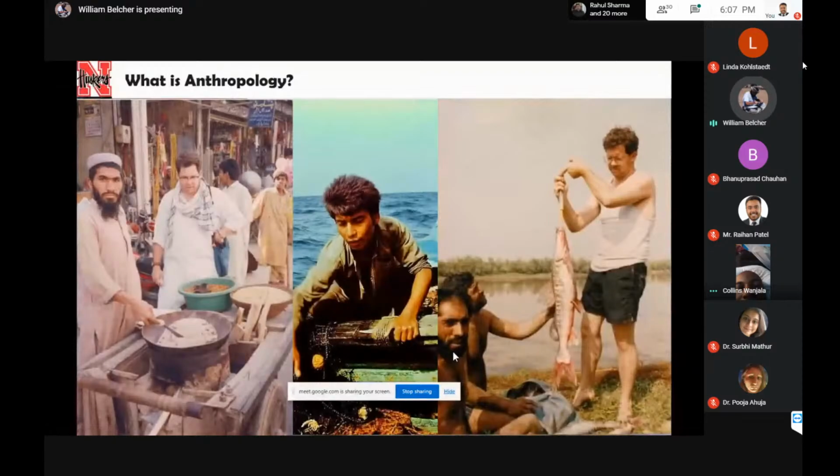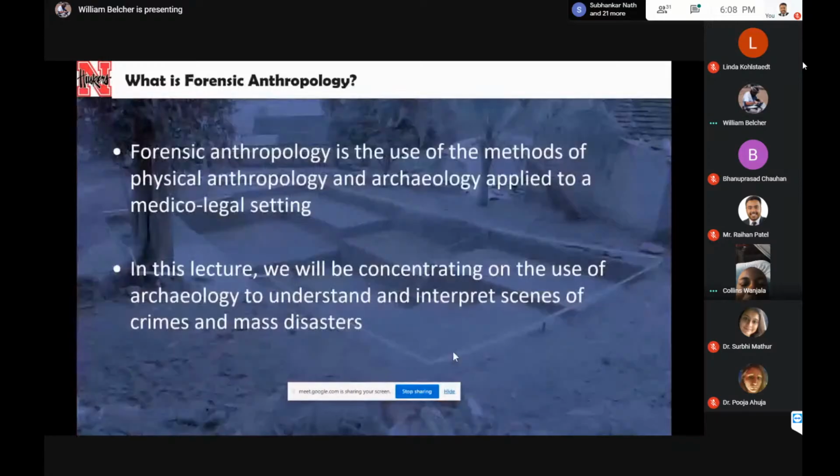So again, I consider myself a holistic sort of anthropologist, even though this part of my career is focusing on excavation of human remains and identification of remains as a board certified forensic anthropologist. So first of all, we can talk about forensic archaeology in a moment, but it is part of forensic anthropology. So what is it? Forensic anthropology is the use of the methods of physical anthropology and archaeology applied to a medical legal setting.